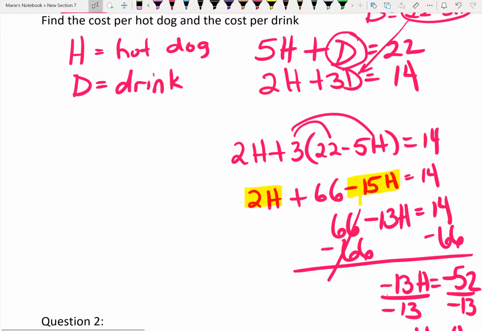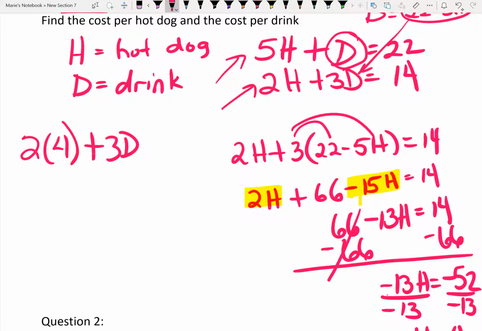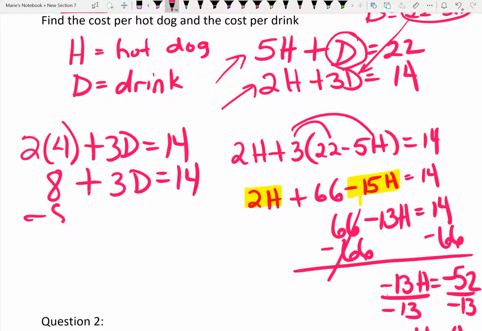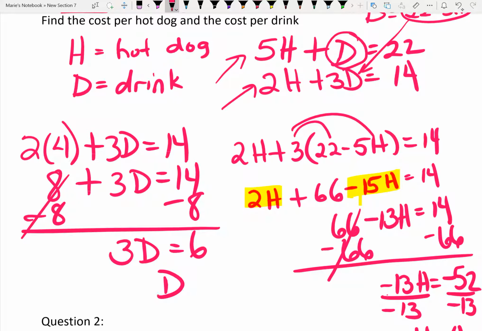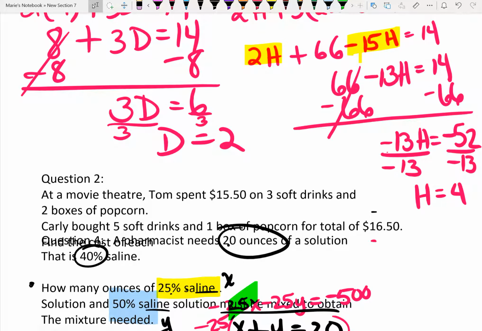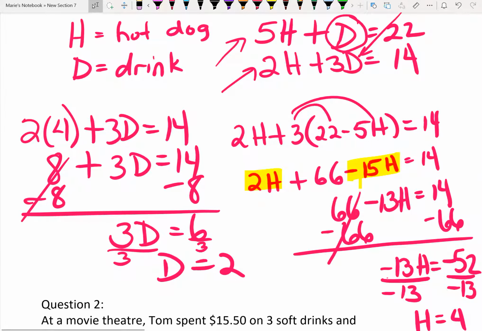If I know H is 4, I can substitute that into either one of these two. So I'm going to use the bottom one. I'm going to go with 2 times 4 plus 3 times D is 14. Notice that you get 8 plus 3D is 14. If I subtract 8 on both sides, this will cancel. This leaves you 3D is equal to 6, and therefore D is equal to 2, because I'm going to divide by 3 on both of those two terms. So hot dog is $4, and the drink is $2. Okay.